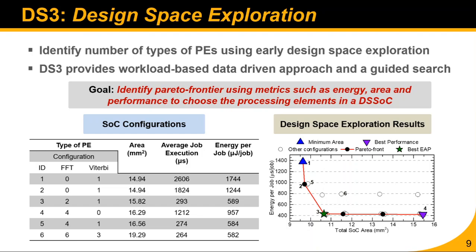As the accelerator count increases in the system, the energy consumption per operation decreases. This comes at the cost of larger SoC area. For this specific workload, configuration 3, that is, an SoC configuration with 2 FFT and 1 Viterbi decoder accelerators, provides the best trade-off. As demonstrated in this study, the DS3 framework provides metrics that aid the user in choosing a configuration that best suits power, performance, area, and energy targets.